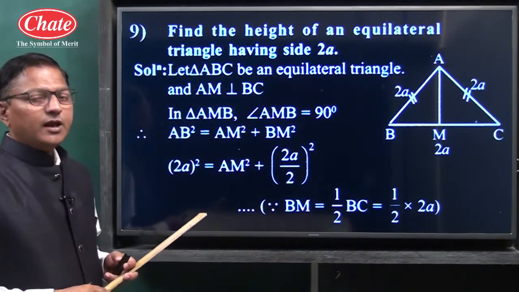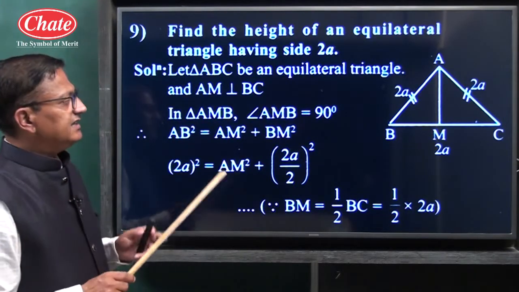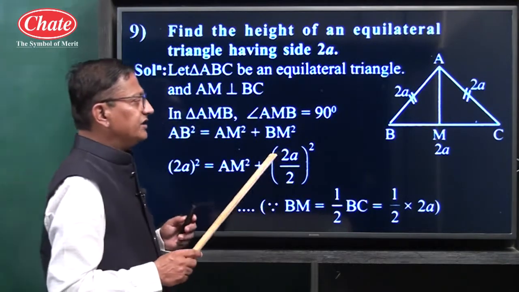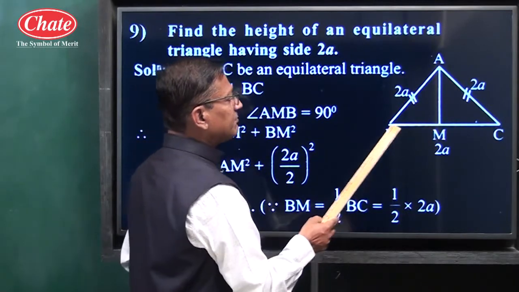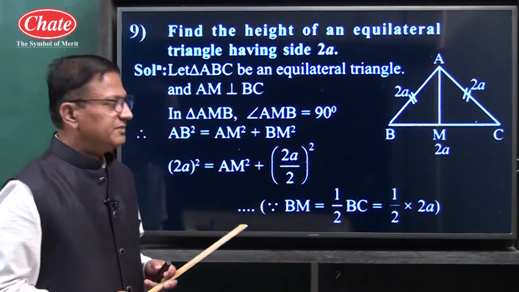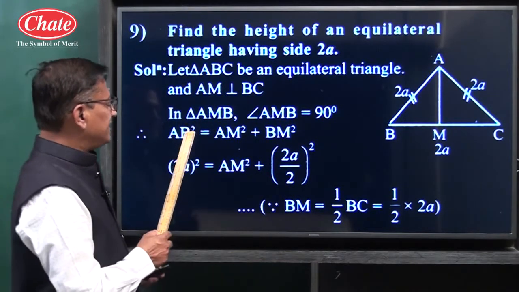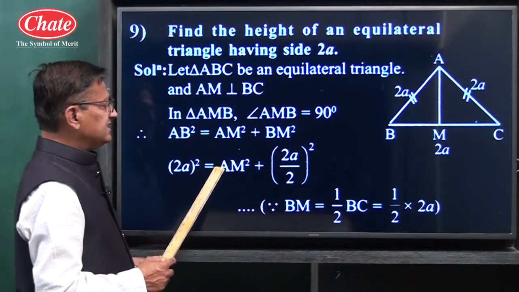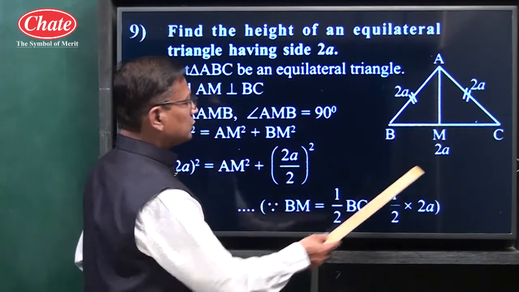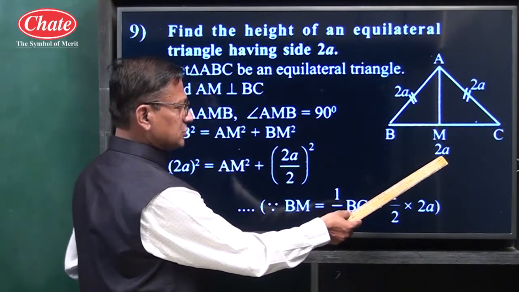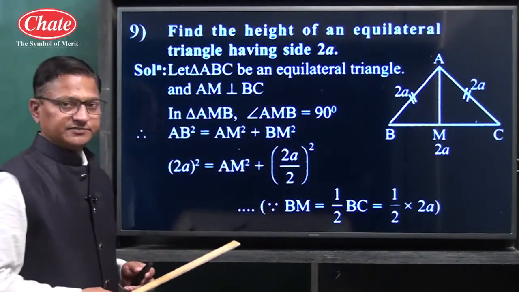What about BM? BM is nothing but half of BC, because in an equilateral triangle when we draw a perpendicular from any vertex to the opposite side, it bisects the opposite side. It means BM is equal to half of BC. So here AB square, (2a) square, is equal to AM square plus BM, which is BC by 2. What is the length of BC? It is 2a. So here (2a divided by 2) square.